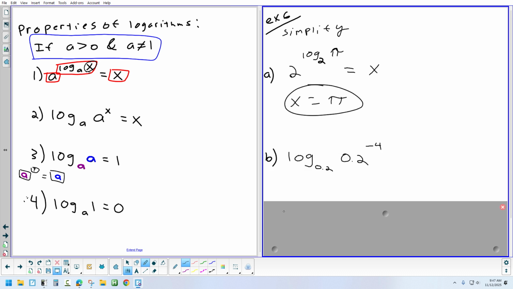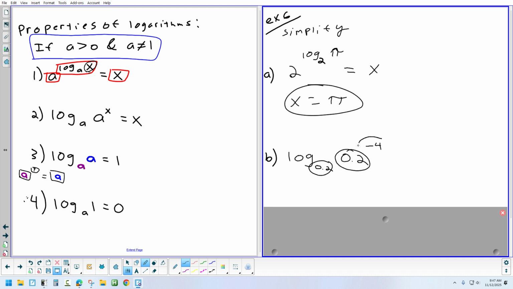Let's look at B. Log base 0.2 of 0.2 to the negative 4. Now, I said you can't have negative numbers, but I said in the base or the argument. These can't be negative. Nothing wrong with that being negative at all. That's fine. Okay. Again, if you weren't sure how to do it, you could change it to exponential form. But when you do that, what would you get? Let's just say equals x. What would you get for x in this case? Yeah, negative 4. That's property 2.